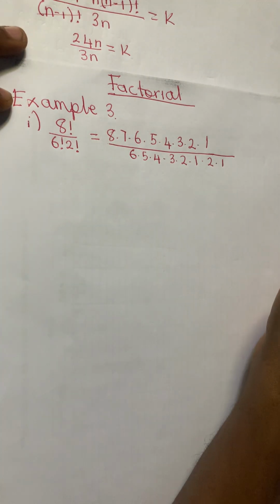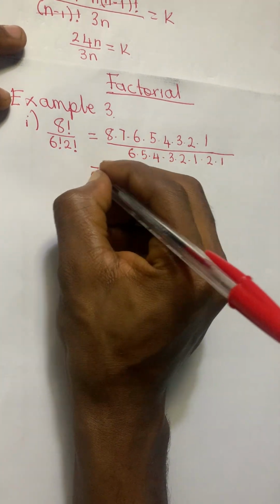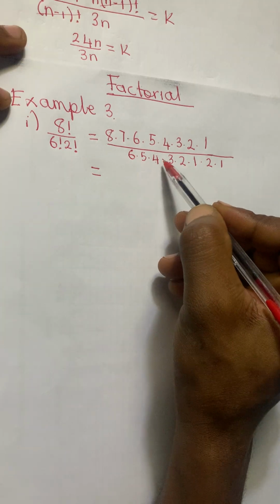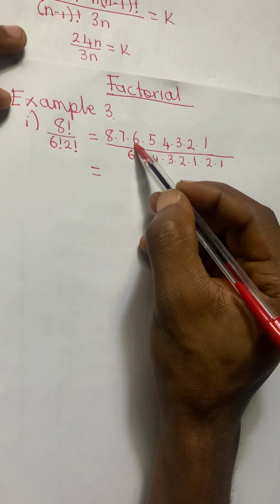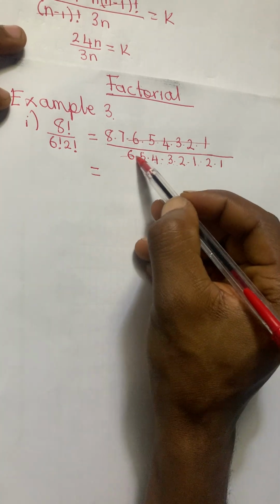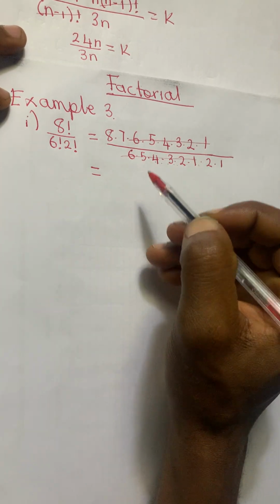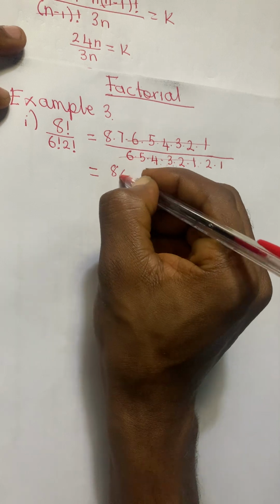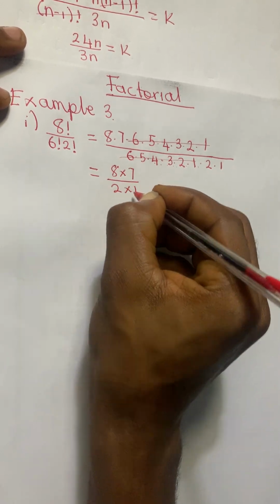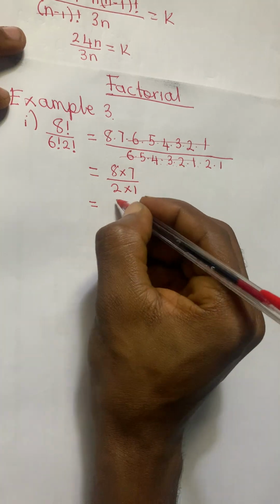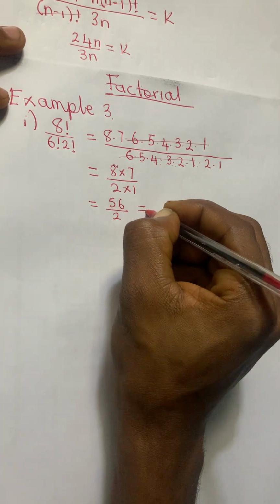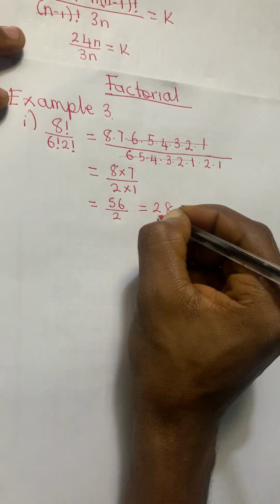I'll use another method to solve this question. Now here, you realize that 6 times 5 times 4 times 3 times 2 times 1 exists over here. So basically, the whole of this will cancel this. So we are left with 8 multiplying 7 all over 2 times 1. 8 times 7 is 56. And we know 2 times 1 is basically 2, giving us 28.